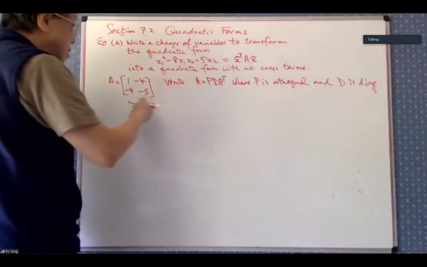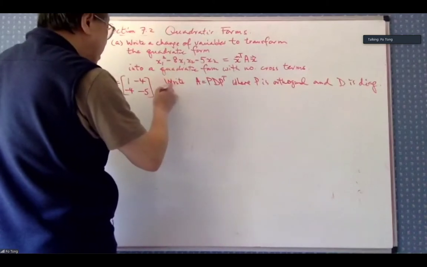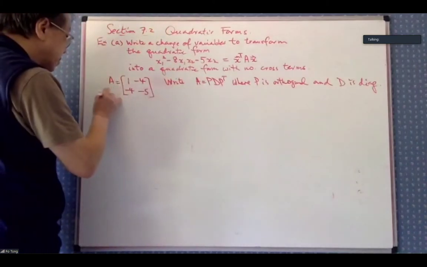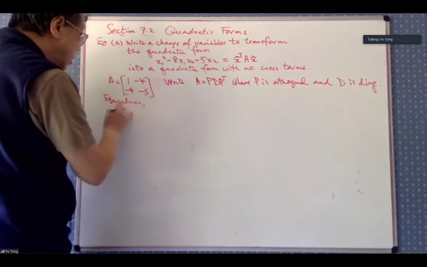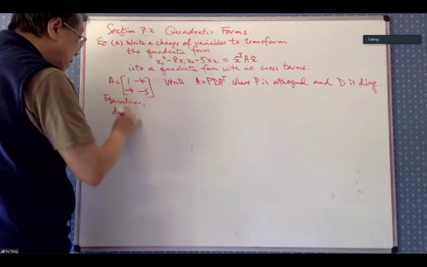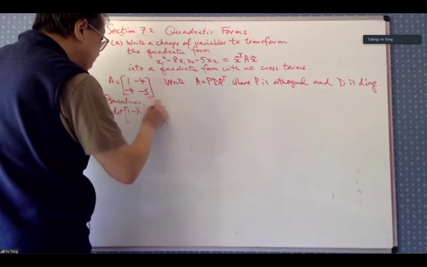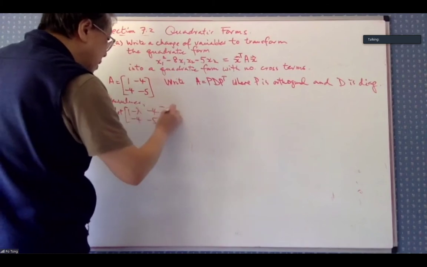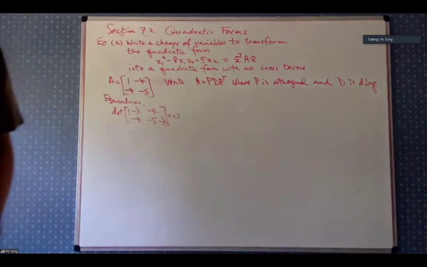So how do I do this? Eigenvalues. How do I do eigenvalues? Determinant, this guy. Is that right? Is that correct?